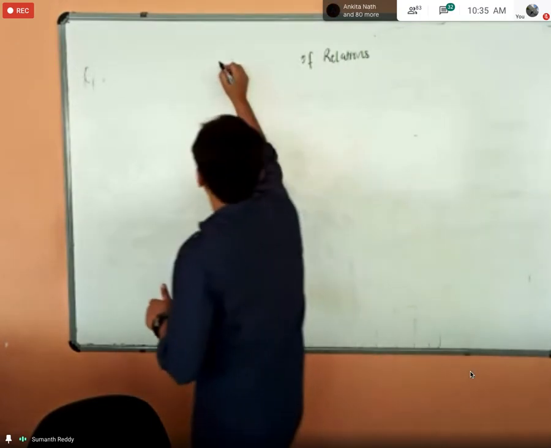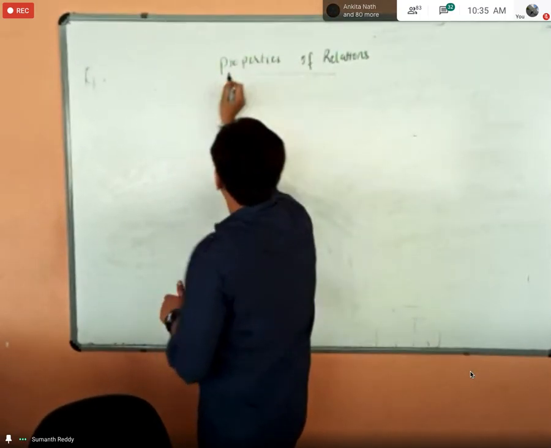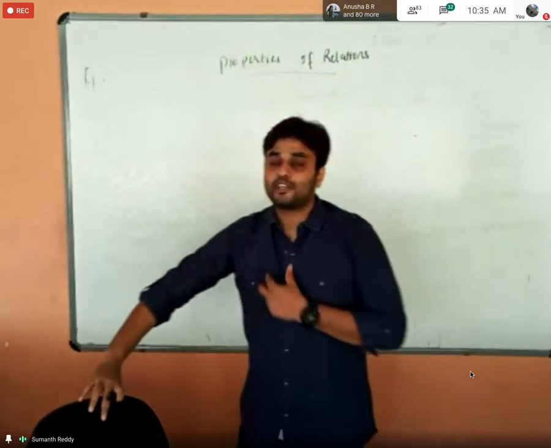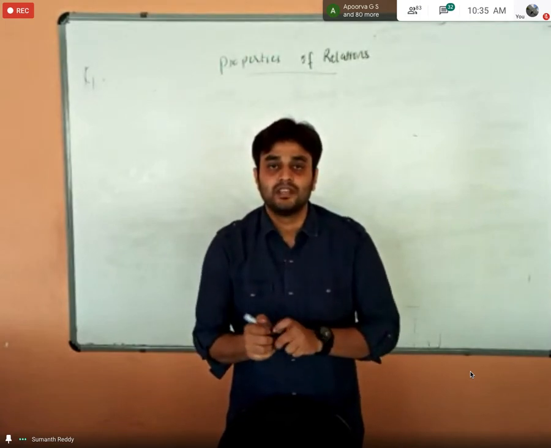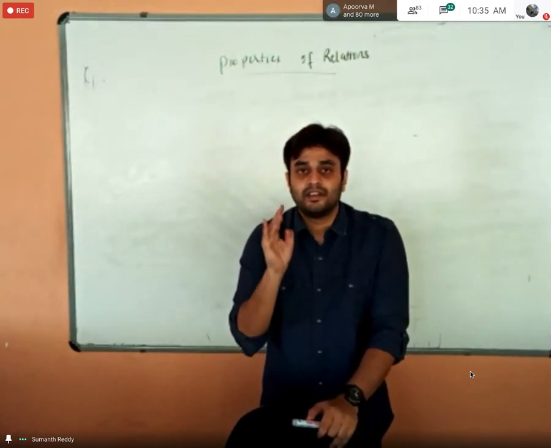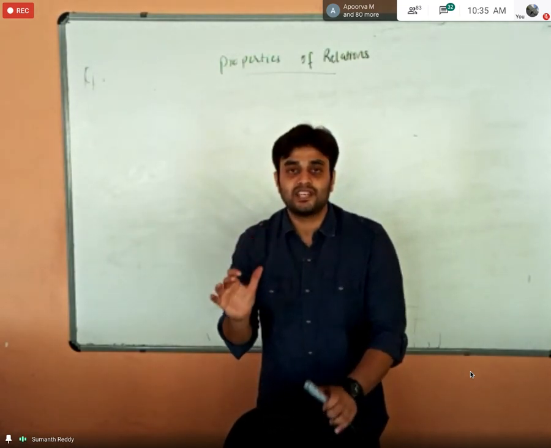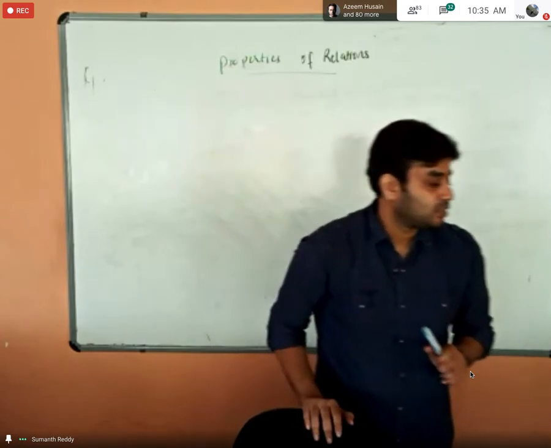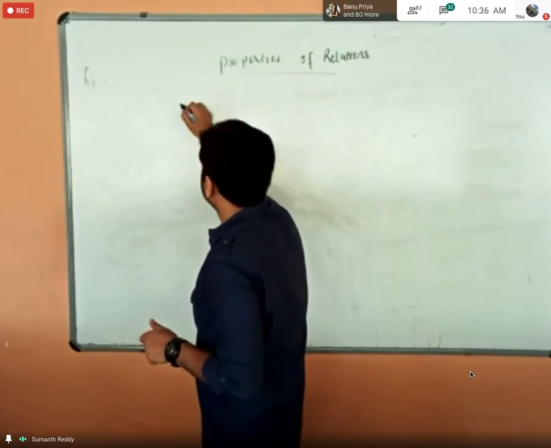So the next one is properties of the relations. Okay. For your syllabus, you have to focus on 6 types of relations. Okay, 6 properties of the relation. One is reflexive, symmetric, transitive relation, antisymmetric relation, equivalence relation, and then partial order. So you have to remember all these 6 properties. So I'll go one by one.